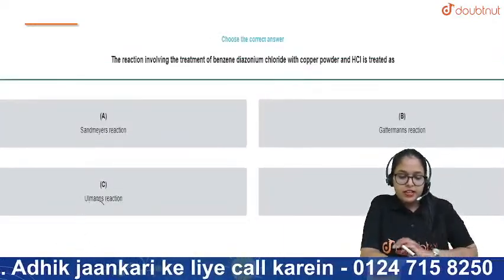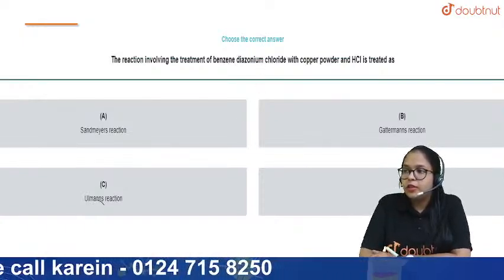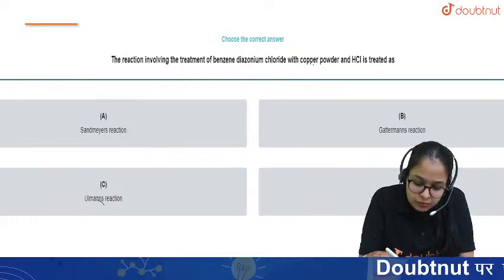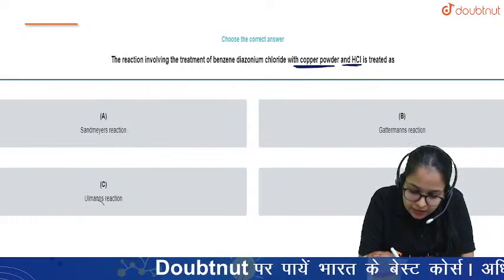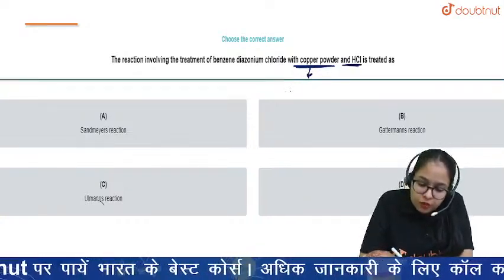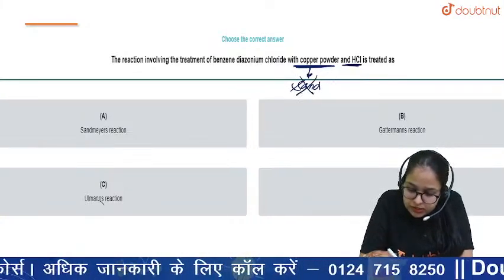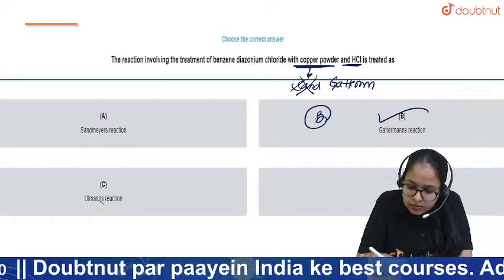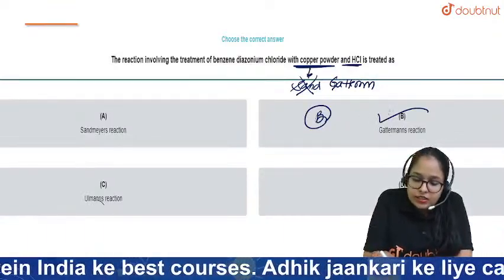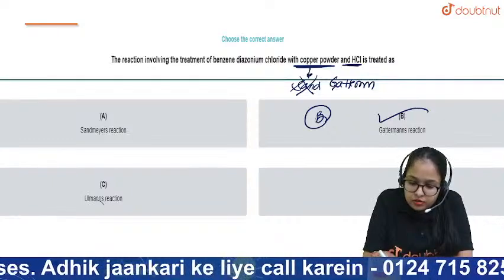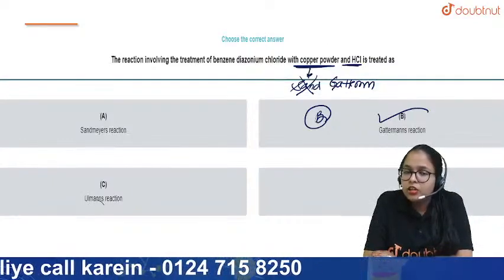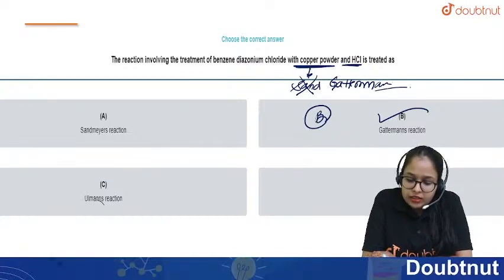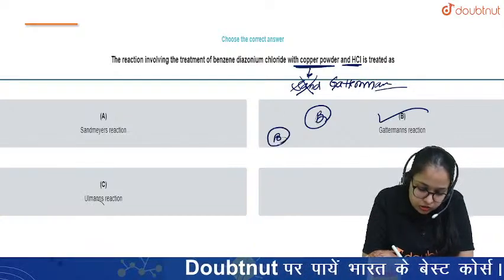So the reaction involving treatment of benzene diazonium chloride with copper powder and HCl is known as. I already gave you a trick. Whenever we treat benzene diazonium chloride with copper powder and HCl, copper powder is already involved. We do not have to use Sandmeyer. This cannot be Sandmeyer. This is Gatterman reaction. Correct answer is answer B, right? Because we have copper powder and we do not use copper powder in Sandmeyer. We use copper powder in Gatterman. So this is your Gatterman reaction. Correct option is option B.